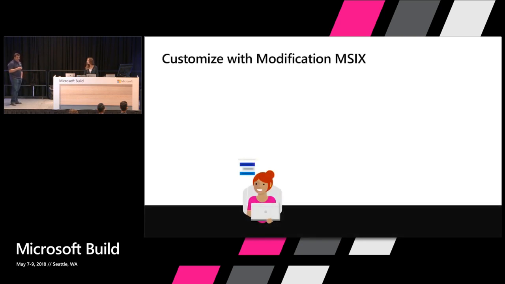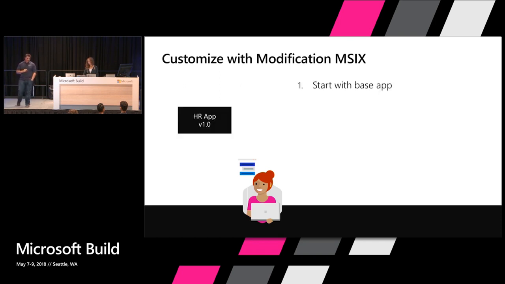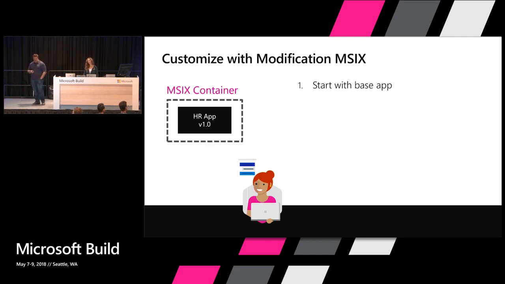And what this really comes to is customization via the modification MSIX package. So when we think about this, we have our user here, and I bet you anything she's going to go and install an HR app. Oh, look at that. So we have our HR app version 1, and we've deployed the package to the device. Now, when that user launches the app, it launches in the MSIX container, and it's running just the way that you, the developer, intended it to run.